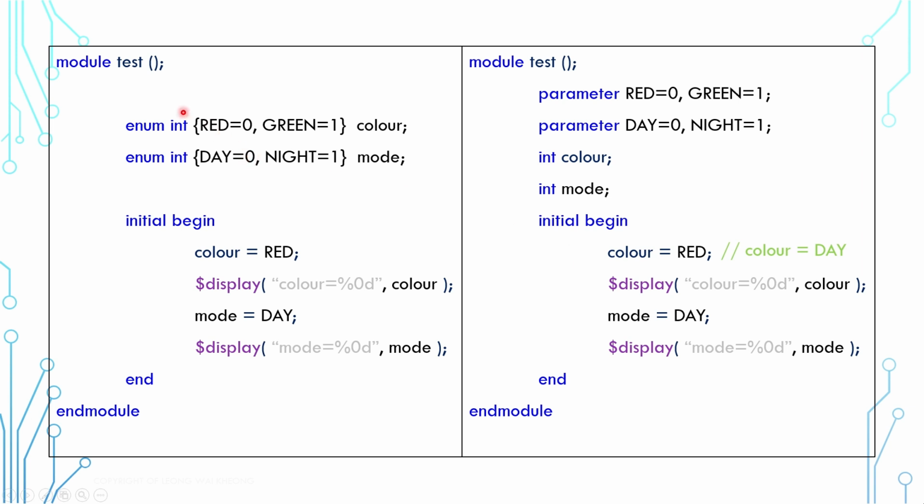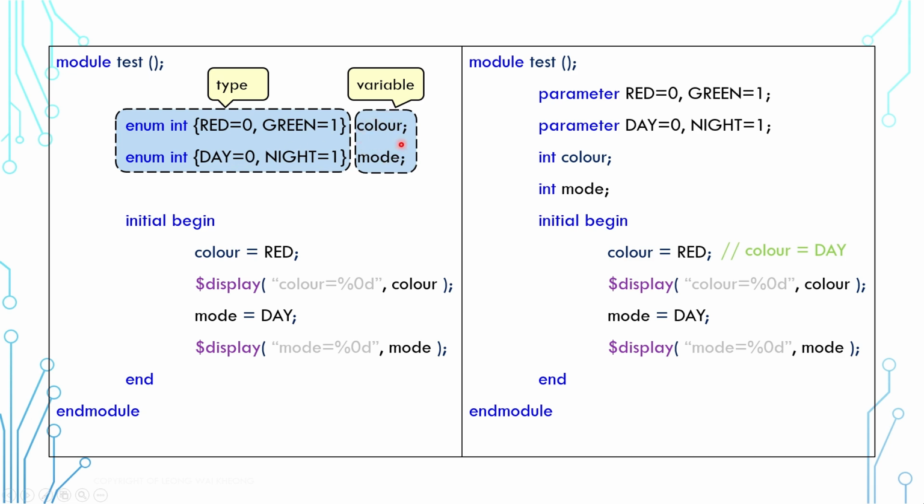Now, SystemVerilog introduces a new syntax to resolve all these problems. It is called enumeration or simply enum. In this code, color is an int and can only take on value red and green. Mode is also an int and can only take on value day and night. And in case you cannot recognize this syntax, remember that the first part is a type and the second part is a variable.